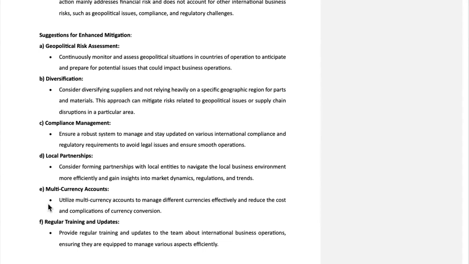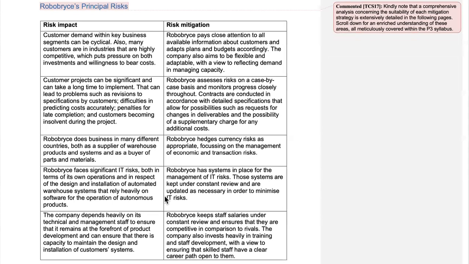foreign currency risk. And we have to train our senior management and constantly keep them updated about international business operations, ensuring that they are equipped to manage various aspects of the business in an efficient manner, considering the different cultural, societal, political and economic situations of the countries in which we operate and sell our products. So likewise, all different types of risks have been evaluated. If you go through the annotated Preseen, you'll gain all the necessary information pertinent to these areas.